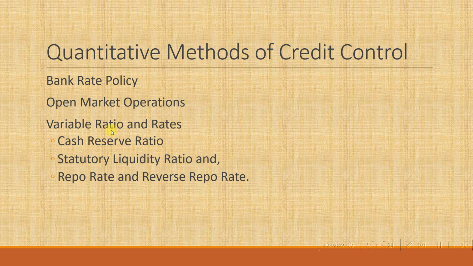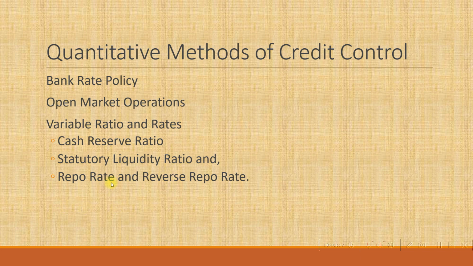Next is statutory liquidity ratio. It is that portion of deposits with the banks that must be kept as liquid assets, which are in the form of cash, gold, approved government securities, etc. So this helps the RBI to control banks' money supplies.